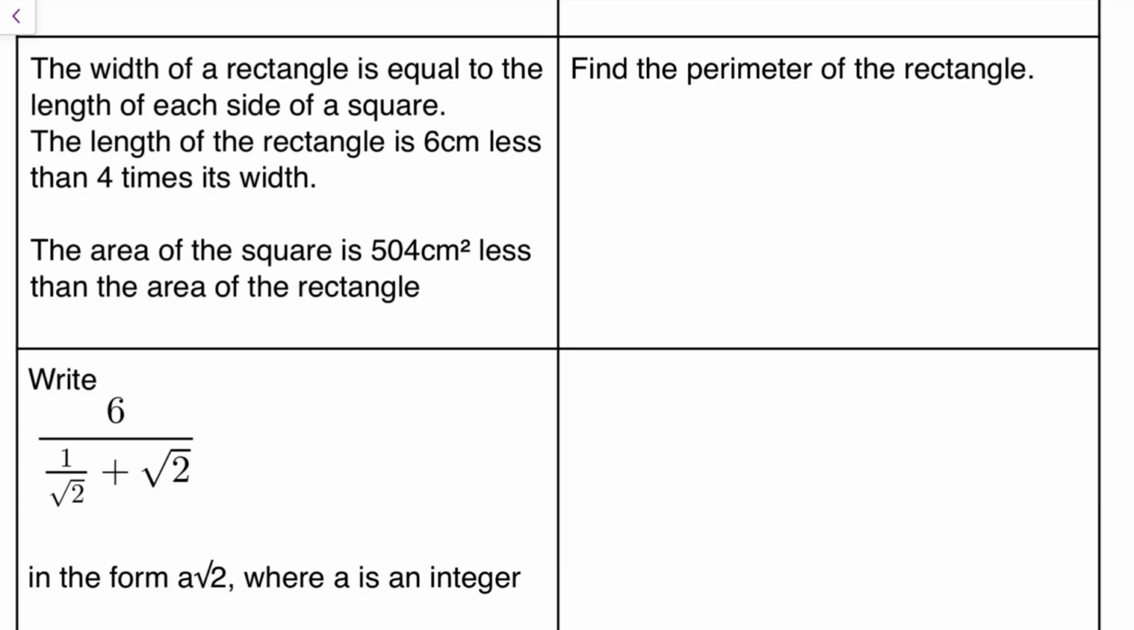The width of the rectangle is equal to the length of each side of a square. Okay, quick diagram, I think. So here's my rectangle, which is x. There's my width, and there's my square, which is x. The length of the rectangle is 6 centimeters less than 4 times its width. Okay, great. So 4 times its width is 4x, take away 6. The area of the square is 504 less than the area of the rectangle.